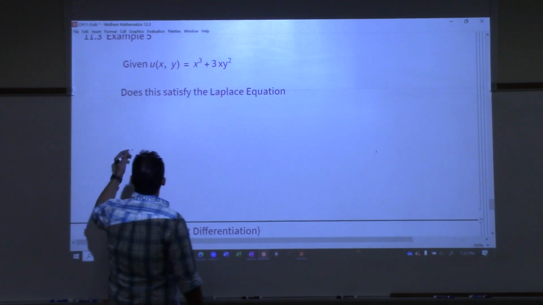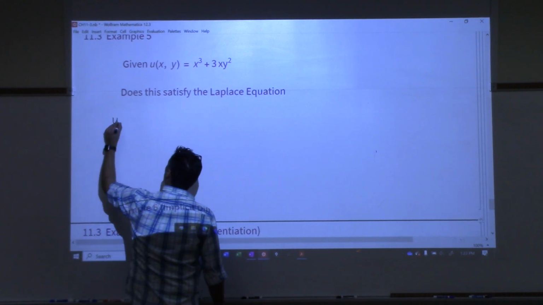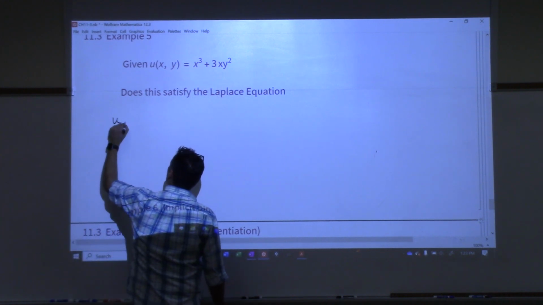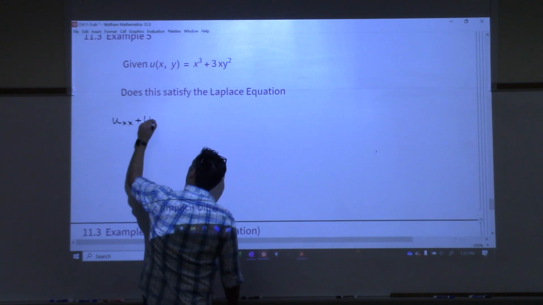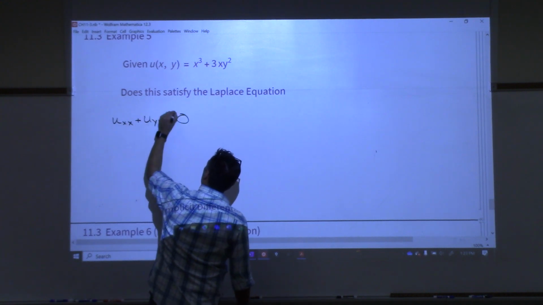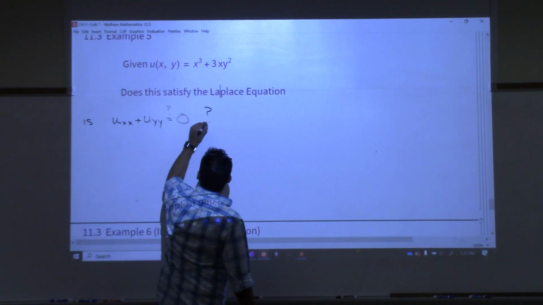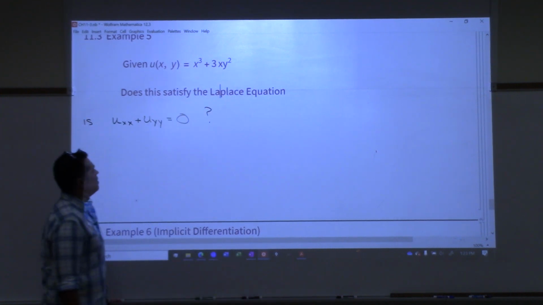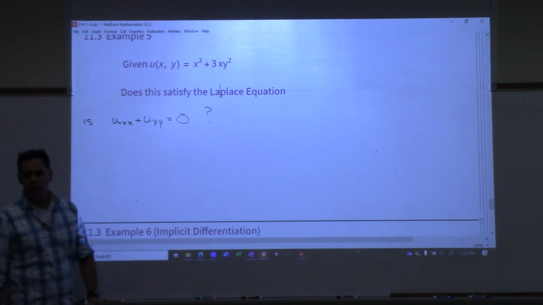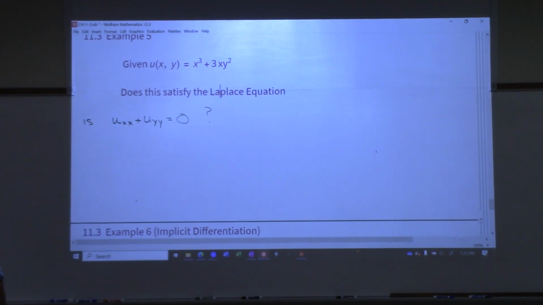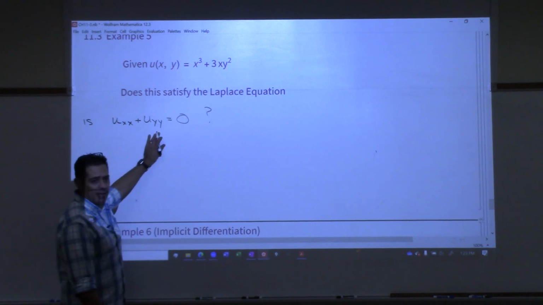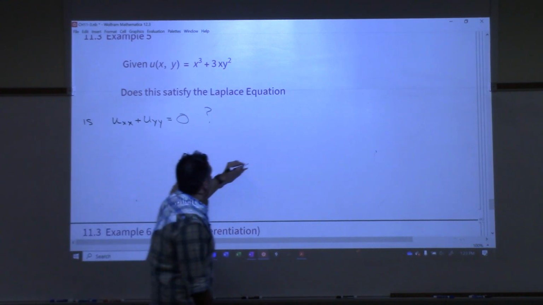So let's look at that function up there. What's the partial of it? Well, let me write down what we're trying to check. Is this true? That's what I'm checking. And not only is it true, is it true always? Does that equation hold all the time? That's what we're checking. So that means I'm going to need some second partials. So let's get those over here.